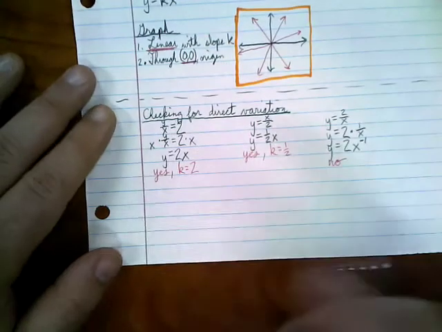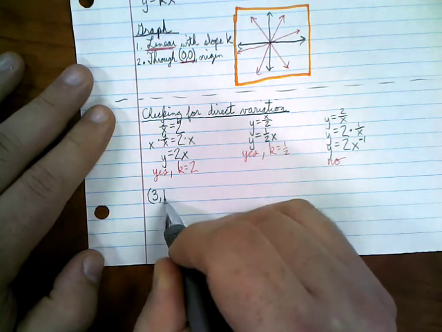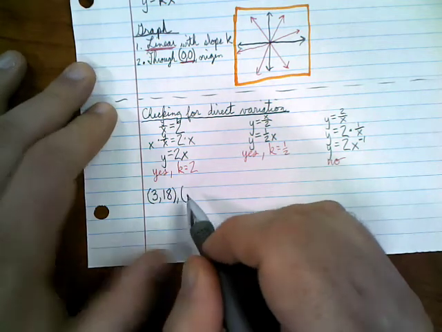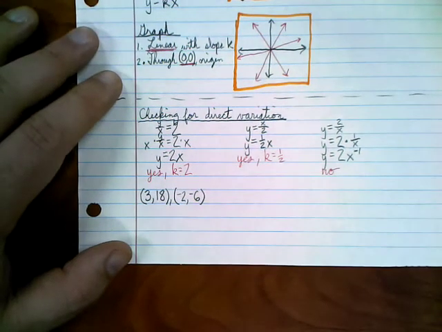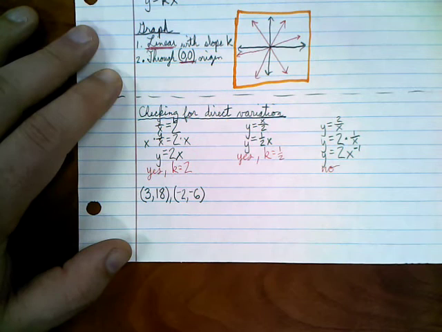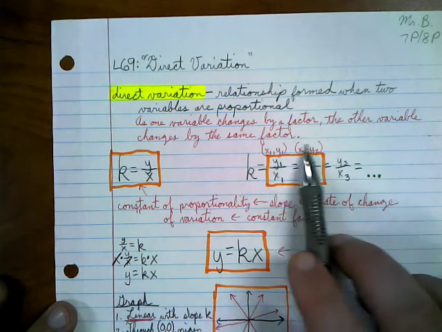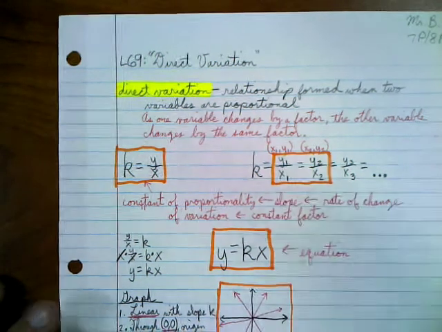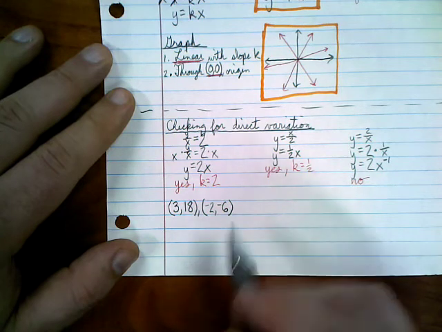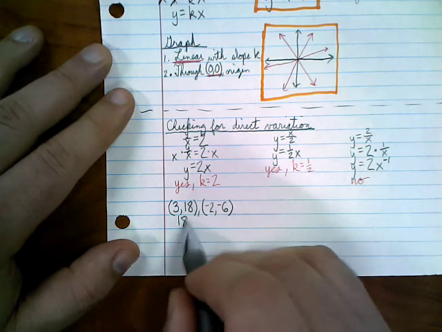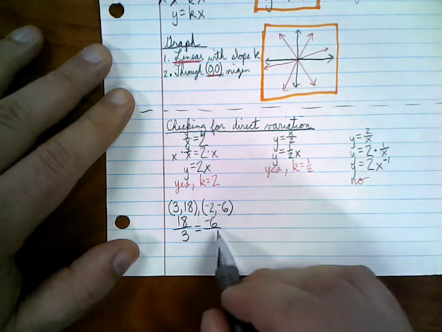All right, continuing on, let's say we have a point 3, 18, and a second point negative 2, negative 6, and I want to know if the line that goes through these two produces a direct variation. So this goes back to up here. We have 2 points, so we're going to make a proportion. If these are proportional, then we're all set. My proportion is going to be the y values over the x values: my y value 18 over my x value 3, which should equal my y value negative 6 over my x value negative 2.